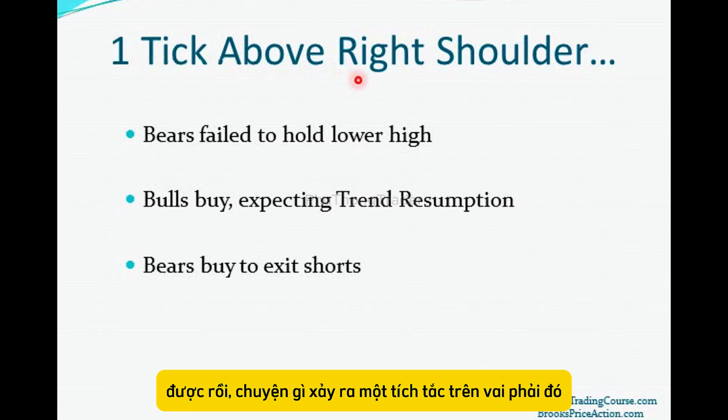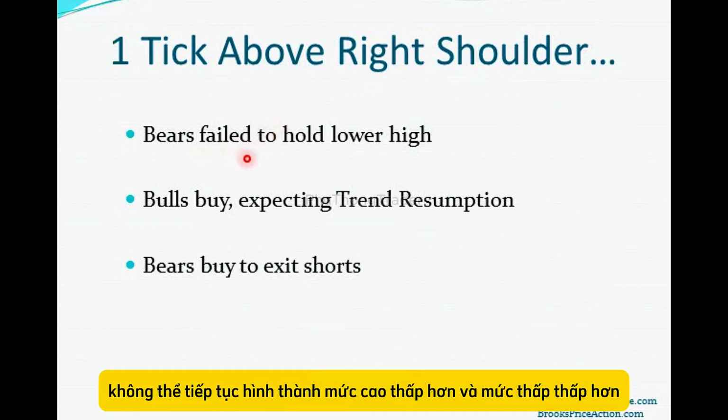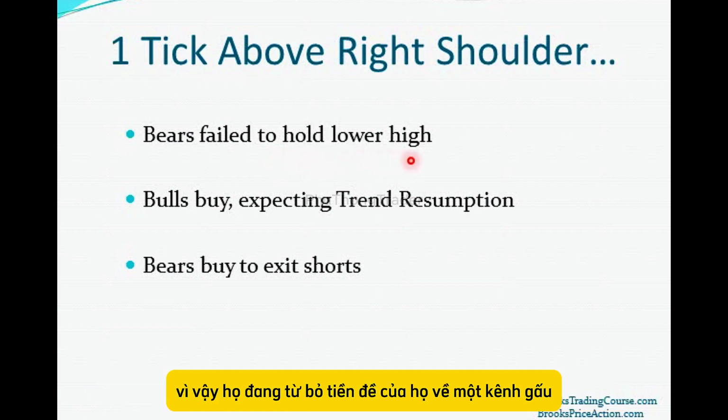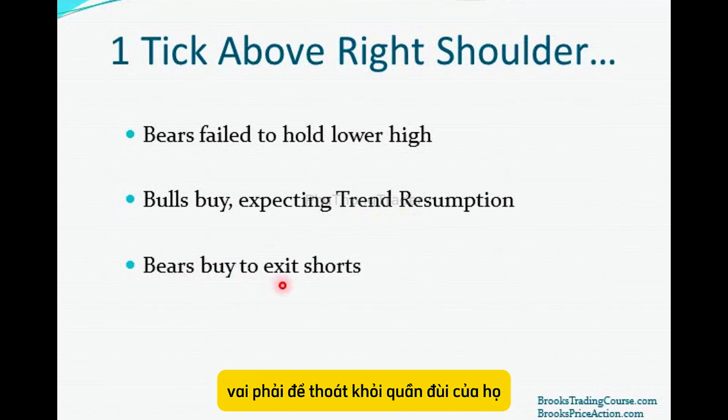Okay, what happens one tick above that right shoulder? The bears failed to keep forming lower highs and lower lows. So they're giving up on their premise of a bear channel. The bulls buy, expecting the resumption of a trend, and the bears buy above that right shoulder to exit their shorts because they now believe that their original assumption of a bear trend is wrong.